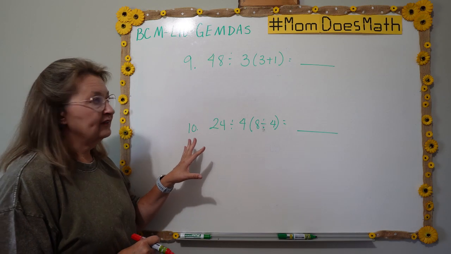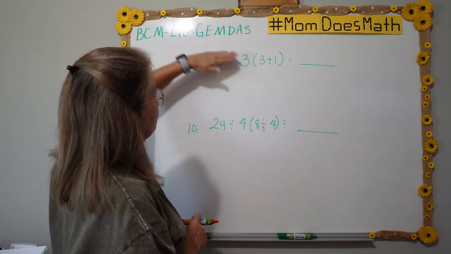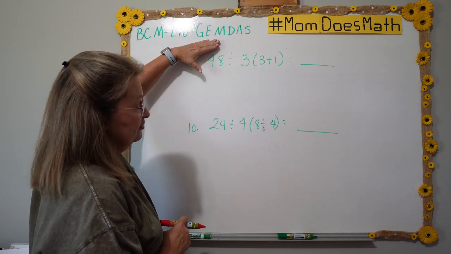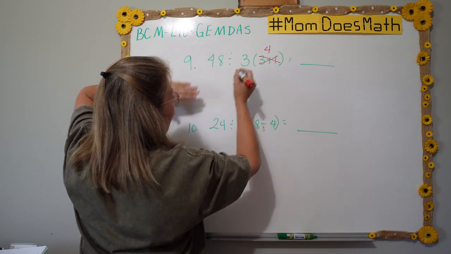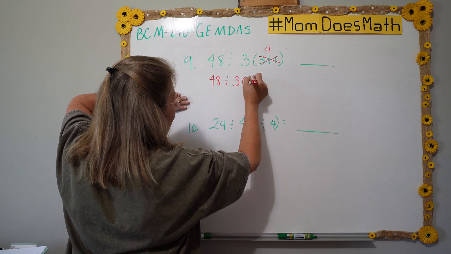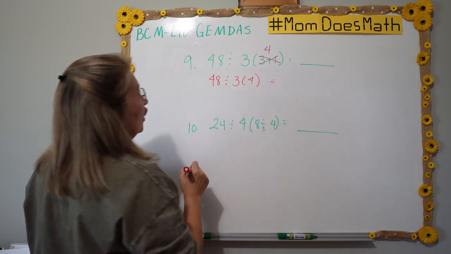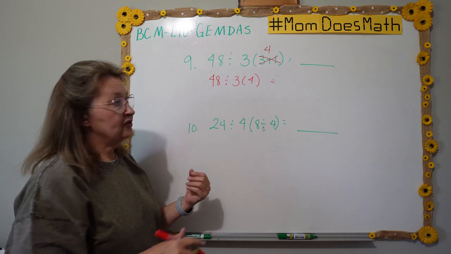Okay, let's look at these last couple of problems. Number 9, 48 divided by 3 times 3 plus 1. So let's go up here, groupers first. So we're going to go to the parentheses, 3 plus 1 is 4. All right, once again, I'm trying to see if I can trick you on this. All right, I've got division first, so I have to do that first.